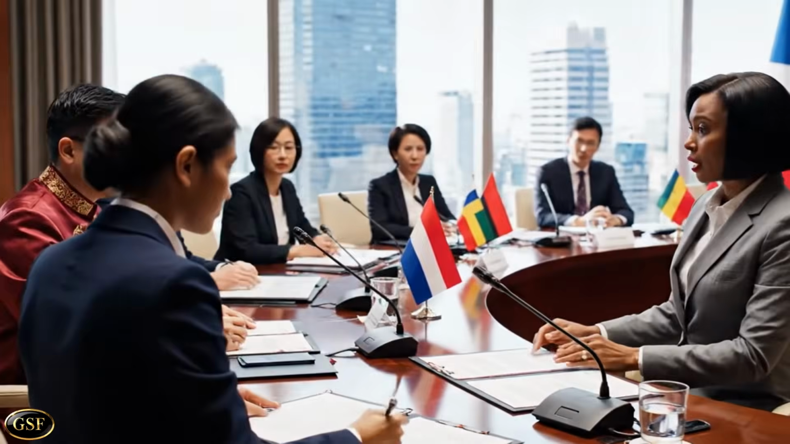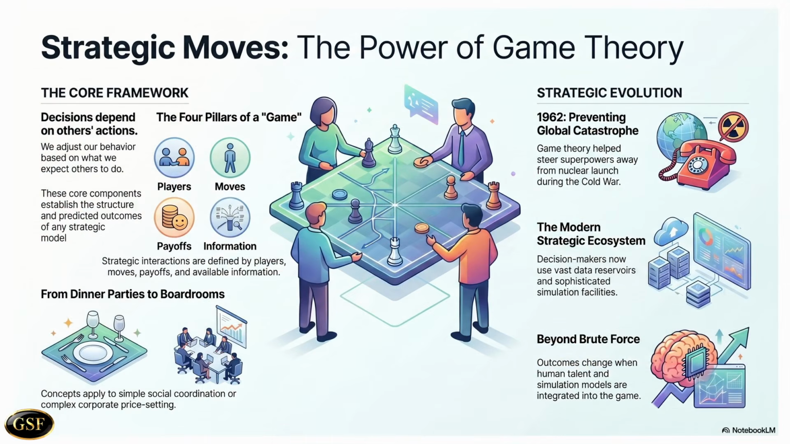By looking at these situations as games, with players, possible actions and outcomes, game theory helps us predict what's likely to happen, spot better strategies, and understand why sometimes cooperation works and other times conflict does. It's a simple idea. People adjust their behaviour based on what they expect others to do. But it can explain everything from everyday decisions to large-scale international negotiations.